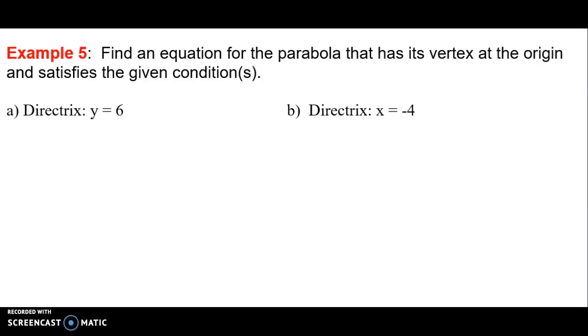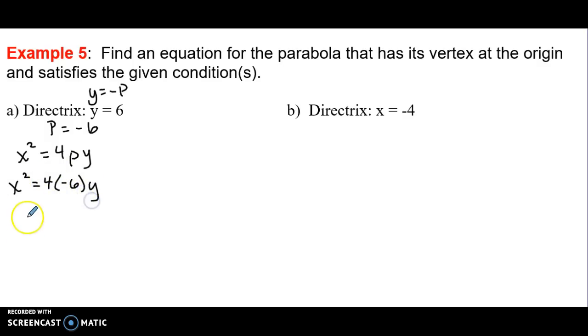Last example says find an equation for the parabola that has its vertex at the origin and satisfies the given conditions. So this time we're given the directrix where it's y equals 6. For the first one, remember y equals -p here. So we can ultimately say that p for our value is -6. I can set up my equation here that says x squared, because it's y equals 6, I get x squared equals 4py. Substitute p, I get x squared equals 4 times -6 times y. So I get x squared equals -24y. And there's your equation.